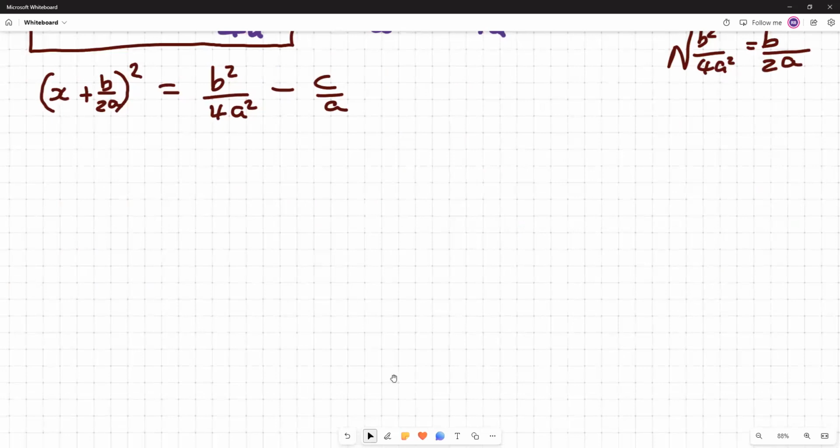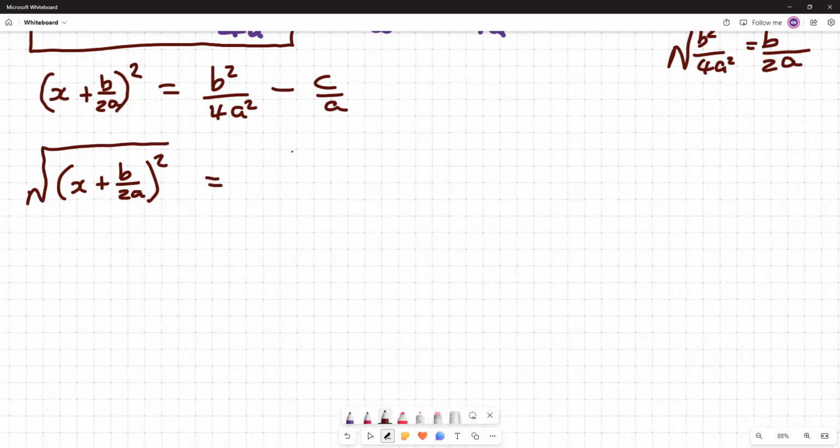We can square root both sides. I'm going to rewrite my expression here, x plus b over 2a, squared. We need to remove that square, so I'll take the square root, then it equals b squared over 4a squared minus c over a, right? But this must be under the square root. Then there's a plus minus there.